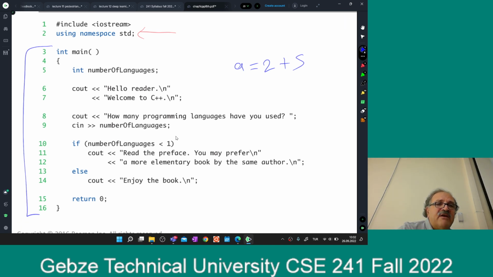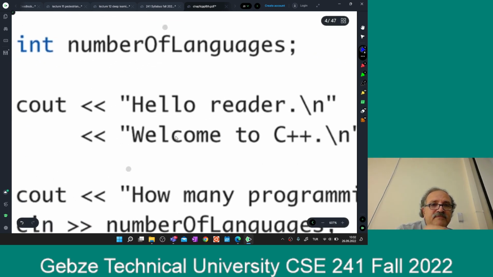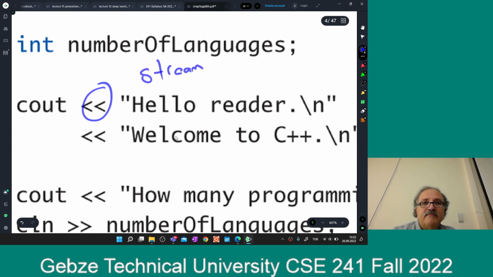It looks like I have an operator here. This one is called the stream insertion operator.